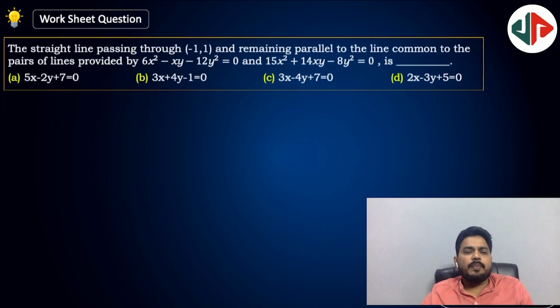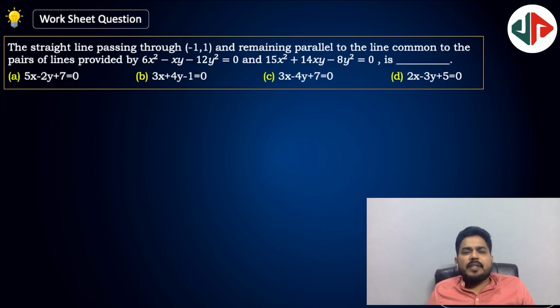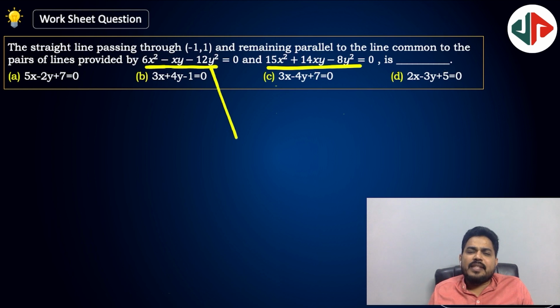Next question. A straight line passing through (minus 1, 1) and remaining parallel to the line common to these two. So you need to split these two and draw a line parallel. So what is this line?